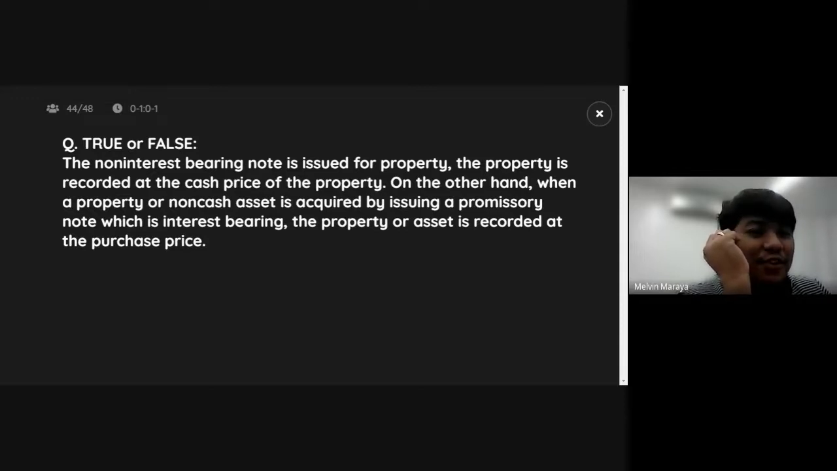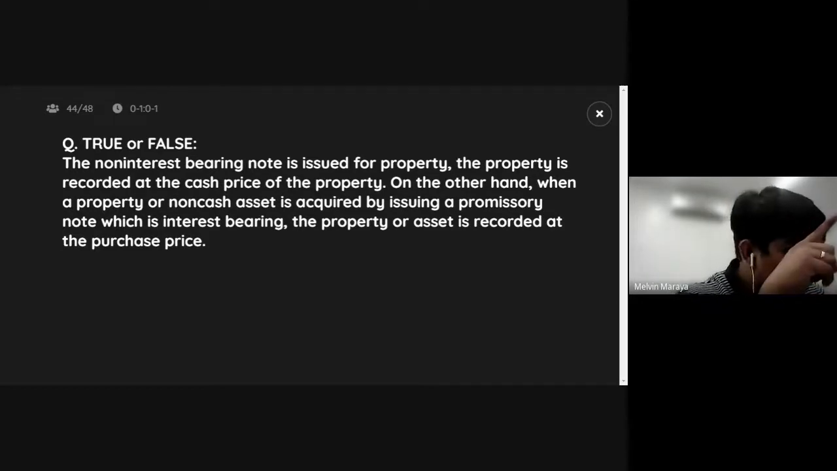While on the other hand, when a property or non-cash asset is acquired by issuing a promissory note which is interest-bearing. Yung kanina, non-interest-bearing ha. Yung tinutukoy doon, yung property, not the note. Paano i-record yung property na binili mo by issuing a non-interest-bearing note? You need to record the property at its cash price. On the second statement, how are we going to record the property if we issue a note that is interest-bearing? You need to record it at its purchase price. Take note po.